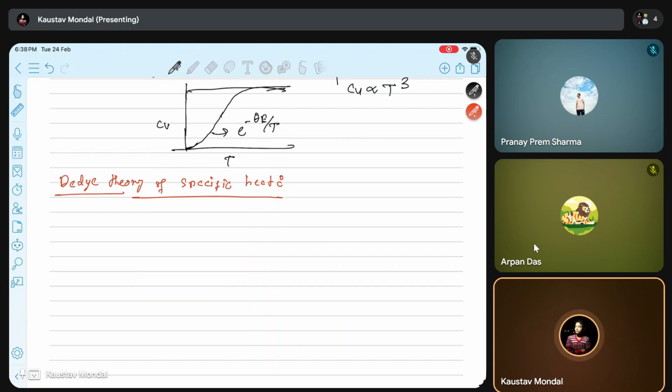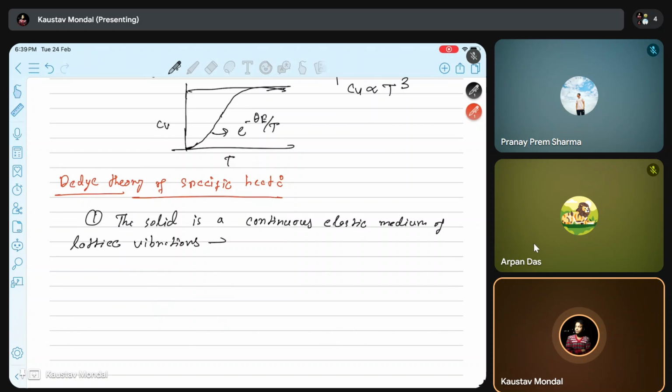Compared to Einstein, where we considered only a single frequency given by nu, Debye considered the solid as a continuous elastic medium, where instead of a monochromatic frequency, it has a continuous spectrum of frequencies. So we consider that the solid is a continuous elastic medium of lattice vibrations, and these vibrations are of acoustic type, elastic acoustic vibrations.